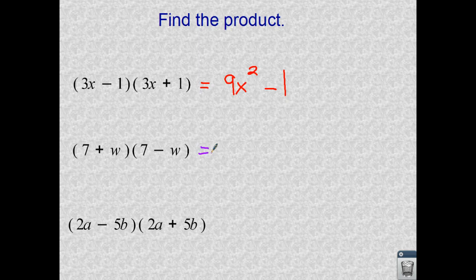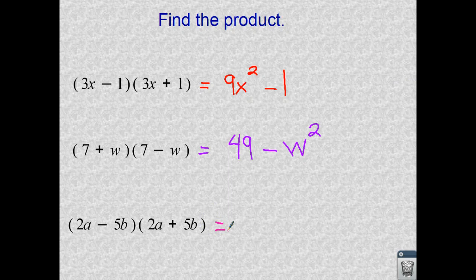All right, I have a 7 in the first and a W in the second part of the binomials, alternating signs. So we have 49. The middle term is gone, and then negative times positive is a negative W squared. Final answer. All right, last problem of the day.